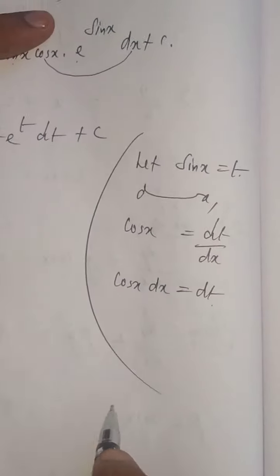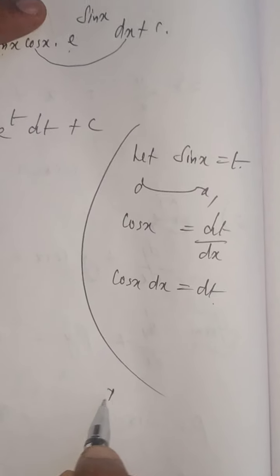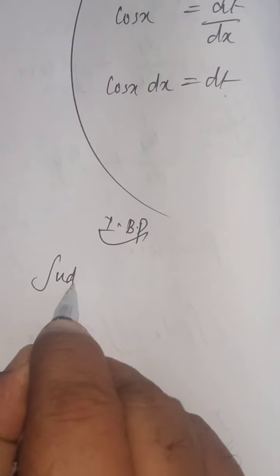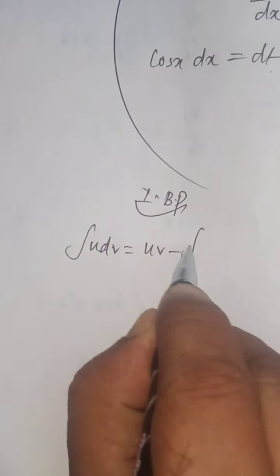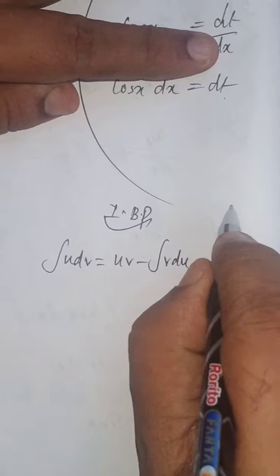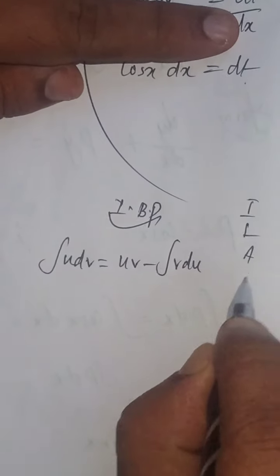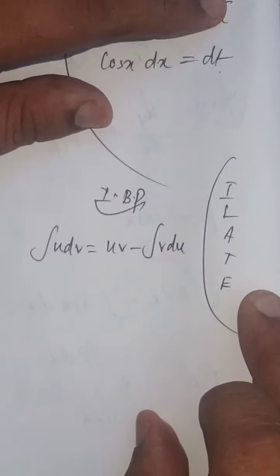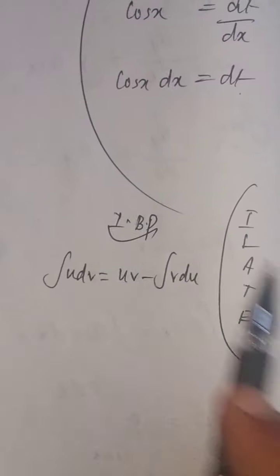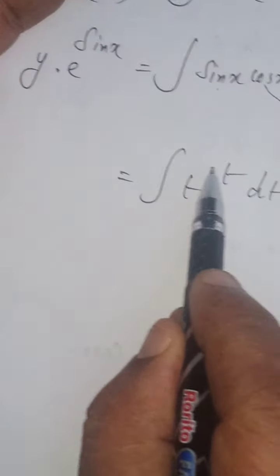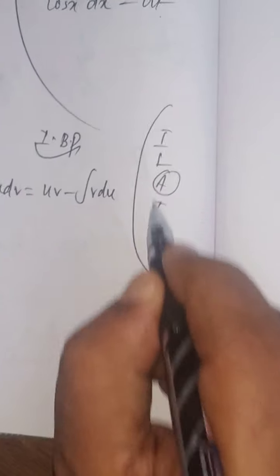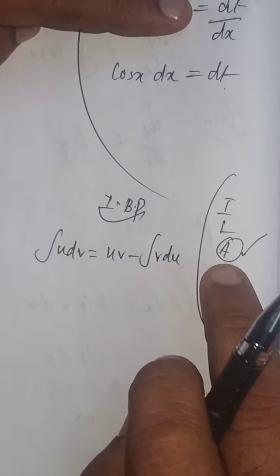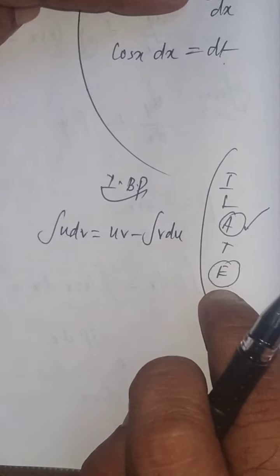Remember integration by parts, IBP. The formula is integral u dv equals uv minus integral v du. You must know the concept of ILATE. This was taught in the integral calculus chapter. Here we have algebraic as well as exponential. Which one comes first? Algebraic. So the algebraic should be considered as u, and the remaining part is dv.